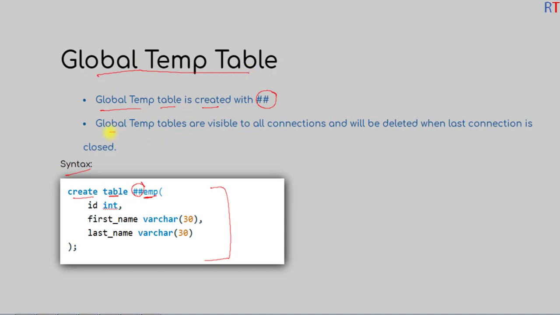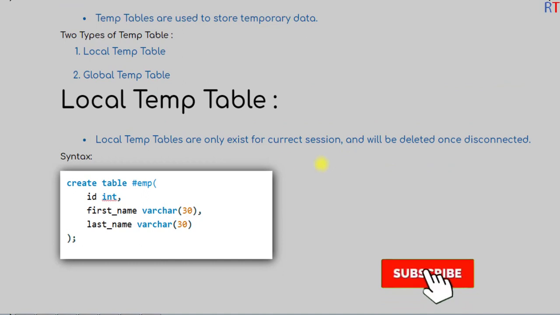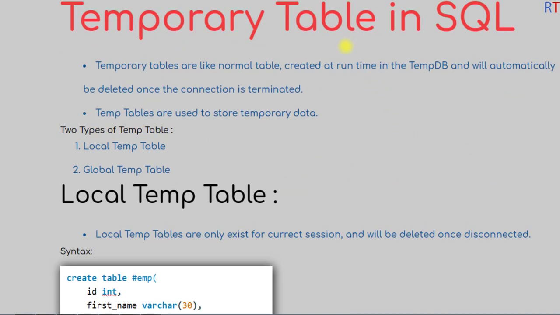Global temporary tables are visible to all connections and they will be deleted when the last connection is closed. So this is the way we can create a global temporary table and a local temporary table in structured query language. Hope you understand the concept.